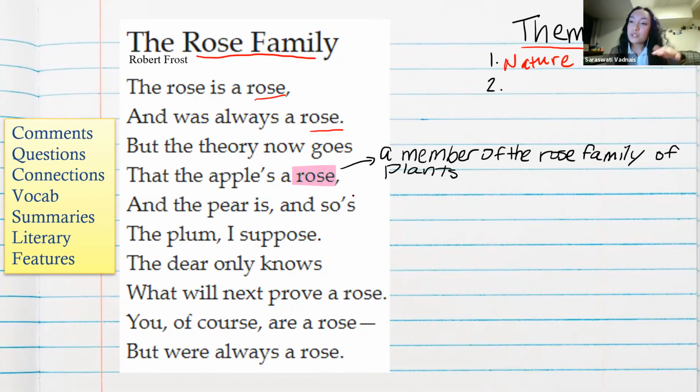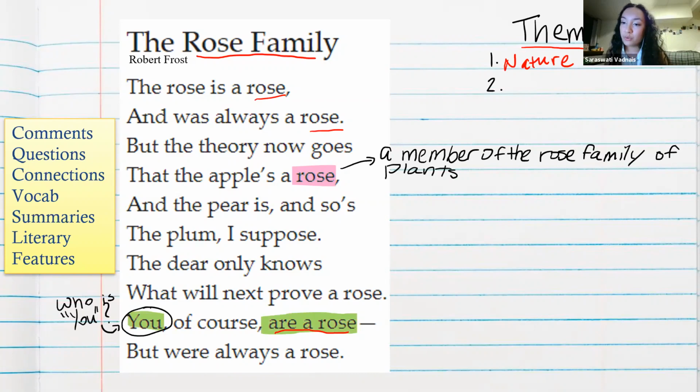But then there's also a deeper meaning to this poem, just like all Robert Frost poems. So we can look at the last 2 lines for that. We might ask ourselves, who is this you that the speaker is talking to? It seems to be that the speaker is talking to a rose, but it could also be a person. So this line, you are a rose, that would be a literary feature, and that would be a metaphor comparing a person to a rose.